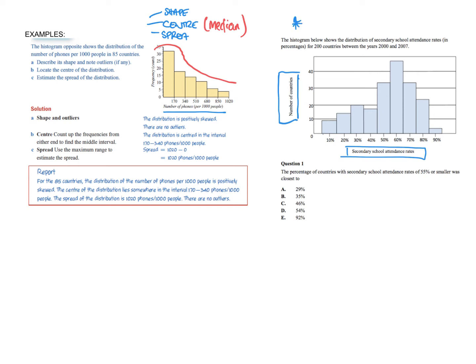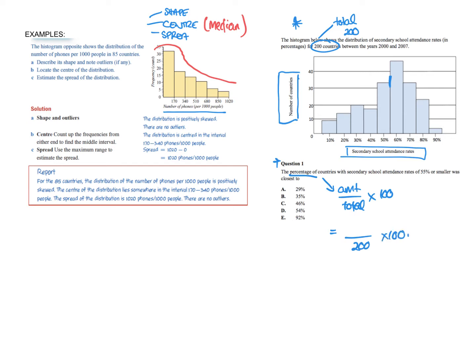So this question one: the percentage of countries with secondary school rates of 55% or smaller. So 55 is up here, and this is the number of countries. In total there were 200 countries. When they ask what's the percentage, remember you always go the amount over the total times 100. So it's going to be out of the 200 countries times 100.